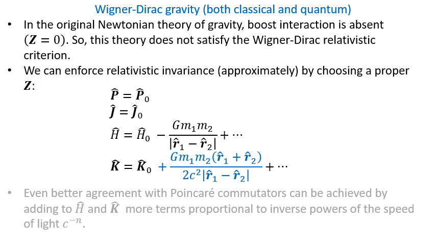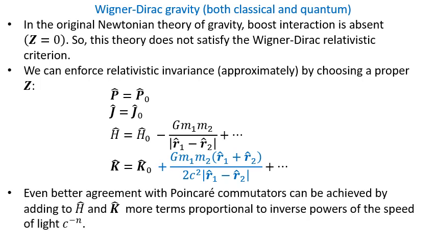For example, if for the potential boost we choose the blue operator, we will get much closer to satisfying the Poincaré commutators. Even better agreement with relativistic invariance can be achieved by more terms of higher orders of the inverse speed of light. Unfortunately, obtaining exact relativistic invariance of the gravitational interaction is an unsolved problem, but it is a technical problem which is fully understood, and we will not spend our time on it.